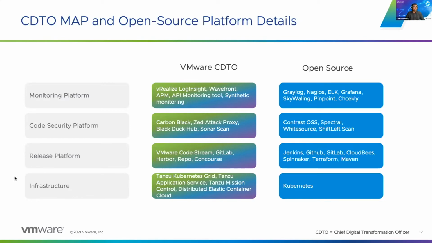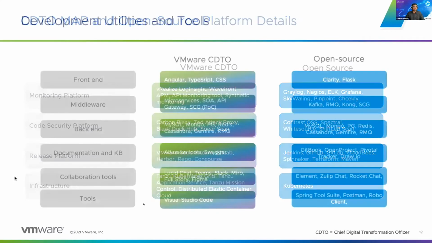Similarly, we have code security platforms like VMware Carbon Black. For monitoring platforms, we have a plethora of them, like VMware vRealize Log Insight, VMware Tanzu Observability, and API-level monitoring is also in place. What we see on the right side of the screen is the equivalent open source product which is available, and users can use them if they are not on the VMware-based solution. Shall we move to the next one?